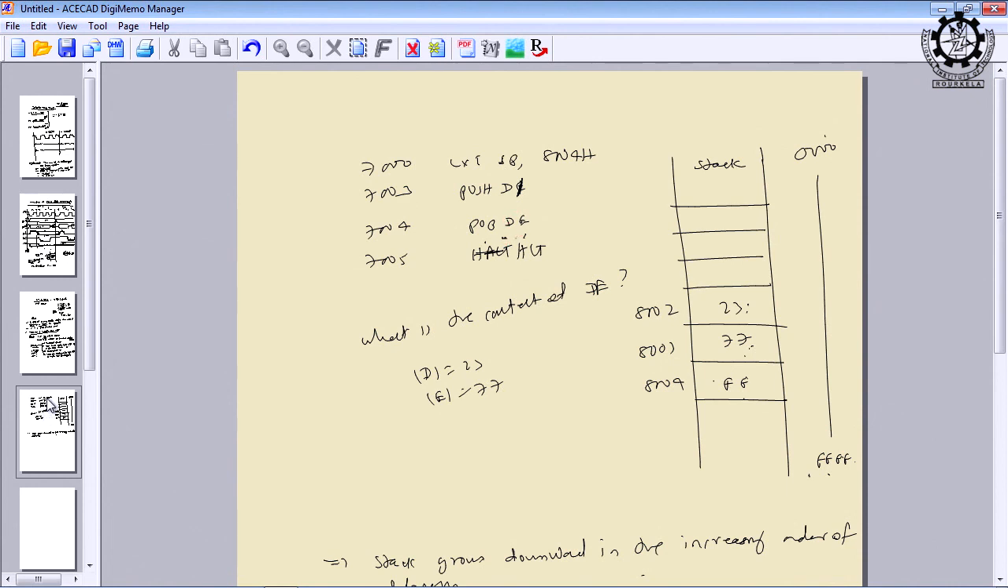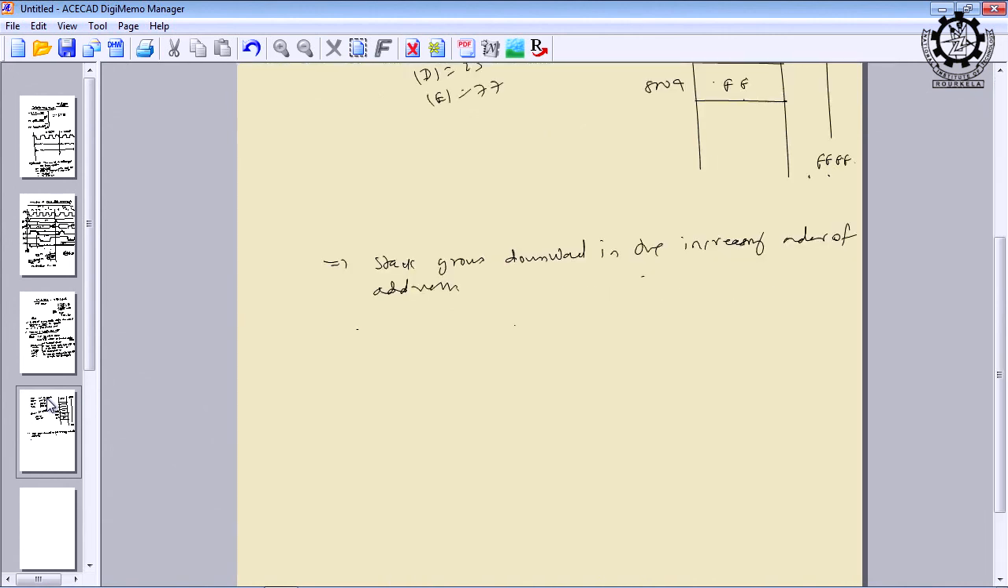Then what is the relation between stack and subroutine? In the next class we shall see how the subroutine is related to the stack and what the different types of subroutines supported by the microprocessor 8085 are.